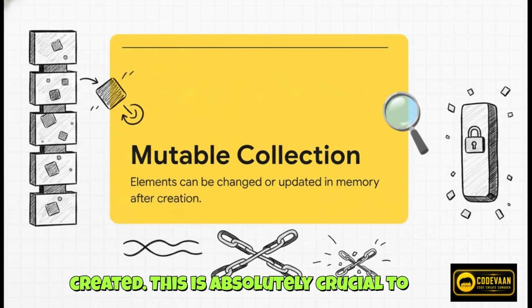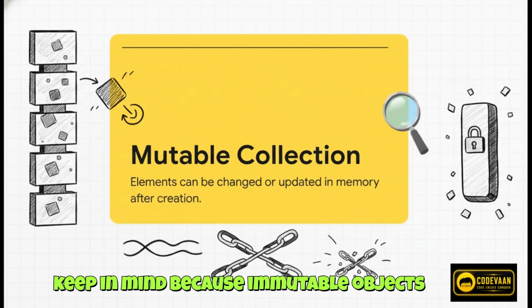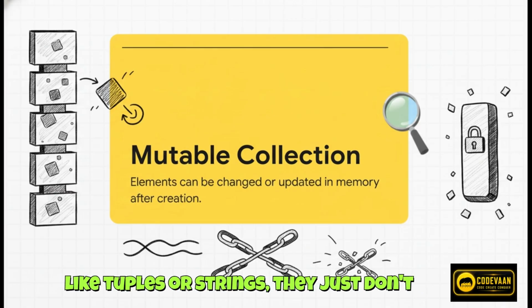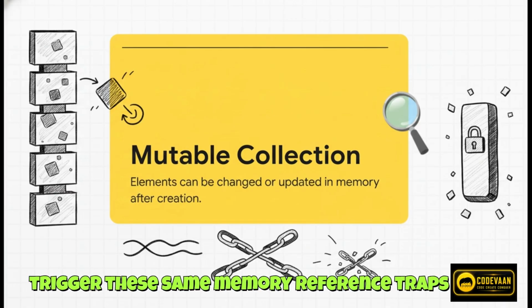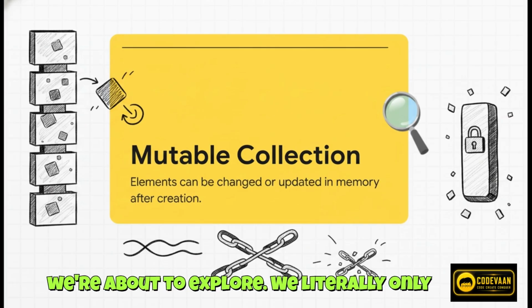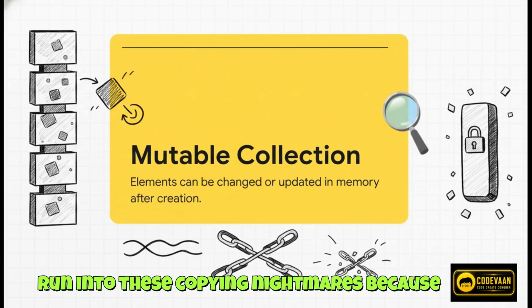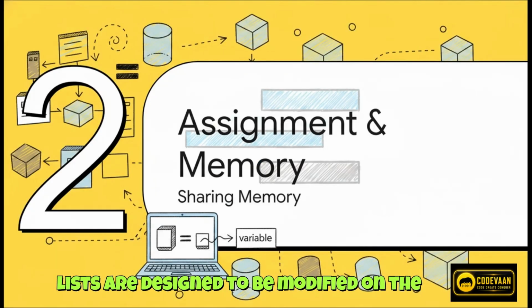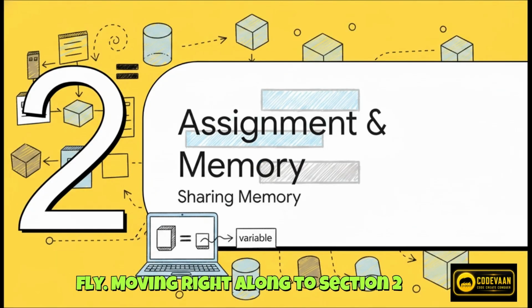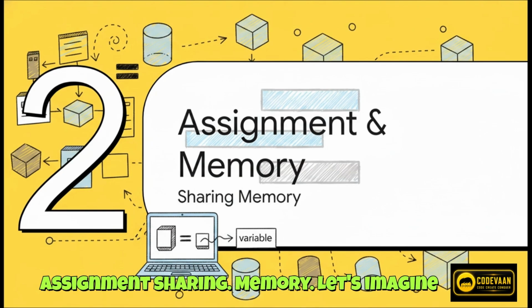This is absolutely crucial to keep in mind, because immutable objects, like tuples or strings, just don't trigger these same memory reference traps we're about to explore. We literally only run into these copying nightmares because lists are designed to be modified on the fly. Moving right along to section 2, assignment, sharing memory.